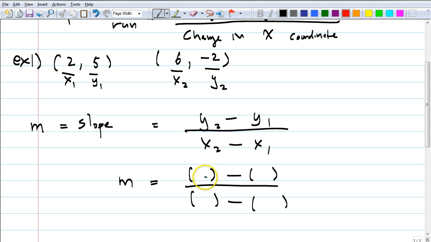Now, who could tell me what to plug in here? What is my y sub 2? Negative 2. What's y sub 1? 5. What's my x sub 2? What's x sub 1? Do you think the order is really important? Could I switch these around? No, you don't want to do that. If you're going to start with y sub 2 for the first one to plug in, on the bottom you have to have x sub 2. You guys understand? Everybody go ahead and try, see what you get.